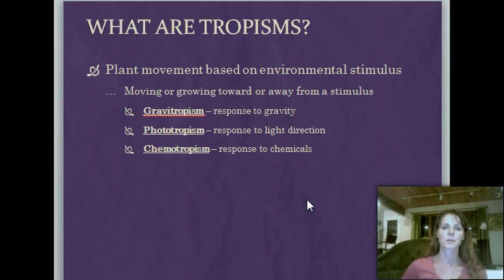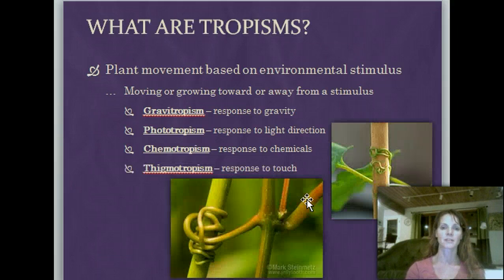I don't have a picture of this one, but chemotropism is the response to chemicals. There are certain chemicals that plants can respond to, and I don't have any great examples, nor could I find any pictures. But it's talked about in your lesson a little bit more, so know these different terminologies. Chemotropism, response to chemicals. Thigmotropism, response to touch.